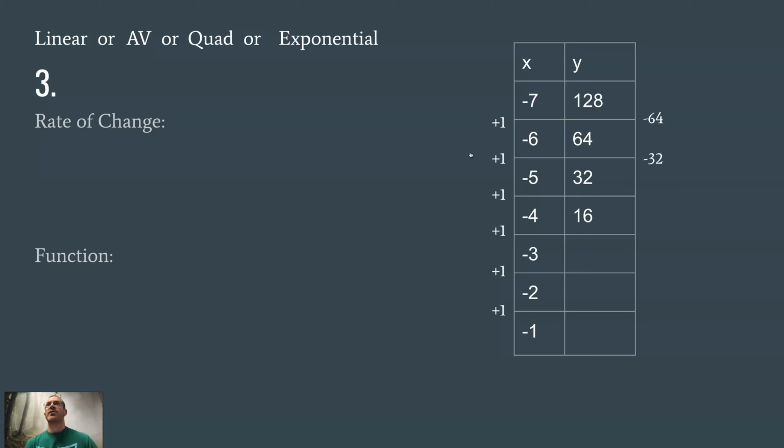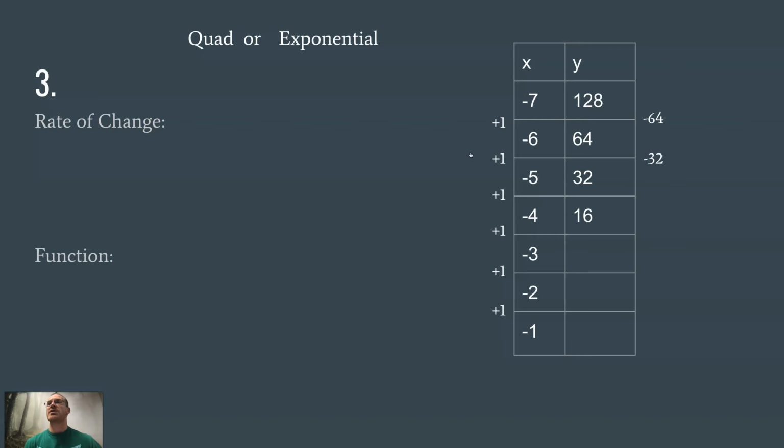All right. So we look at those first two changes, right? Negative 64 to 1, negative 32 to 1, not equal, not a constant rate of change. All right. That means we can throw that linear guy away. See ya. Absolute value. You out of here. We're down to 2. It's either quadratic or an exponential.